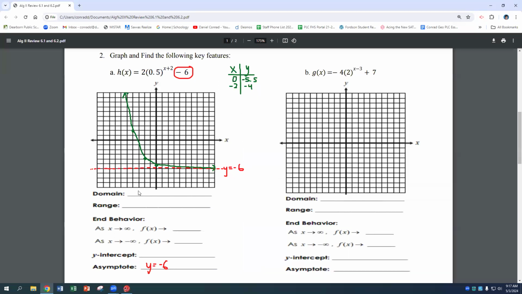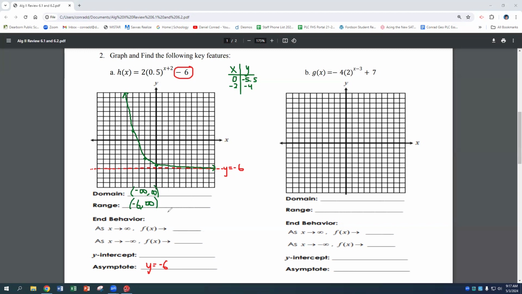All right, so my domain, we're going all the way left, all the way right. So there's my domain: -infinity to infinity. Range, the lowest I can go is -6. Well, I can't quite reach -6, but I approach -6. And then the highest I can go is up towards infinity. I can't reach infinity, but I approach it.